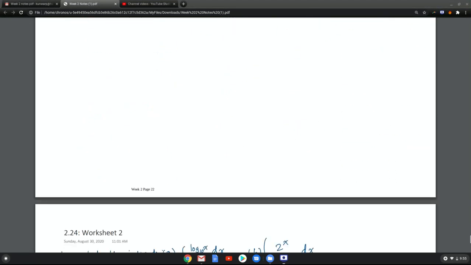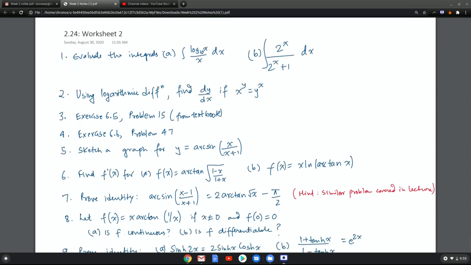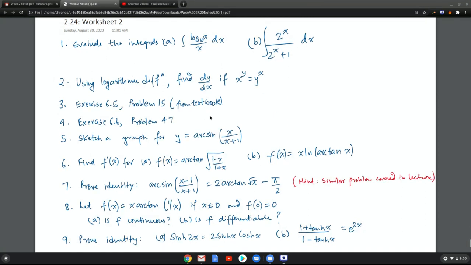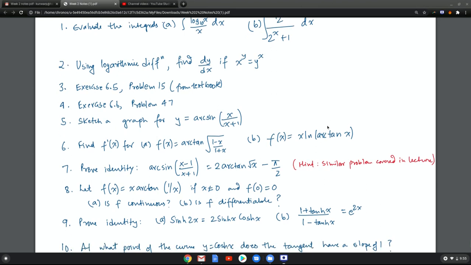So that's the end of the material. Here's worksheet 2. The first problem is to calculate the integrals. These are indefinite integrals. Using logarithmic differentiation, find dy over dx if this relationship is given between x and y. These two problems are from the textbook, which you can find from your WebAssign link. When you log in to WebAssign, there's an e-text option there.